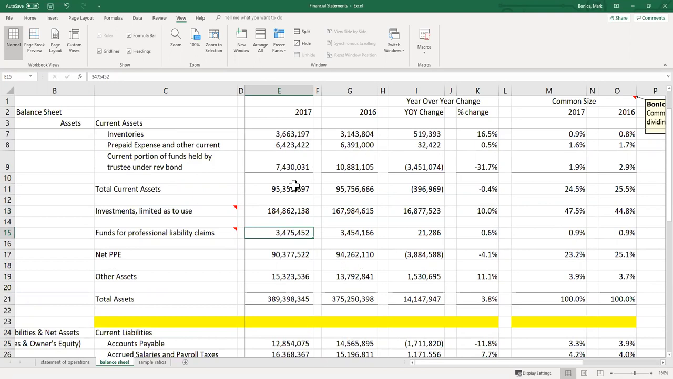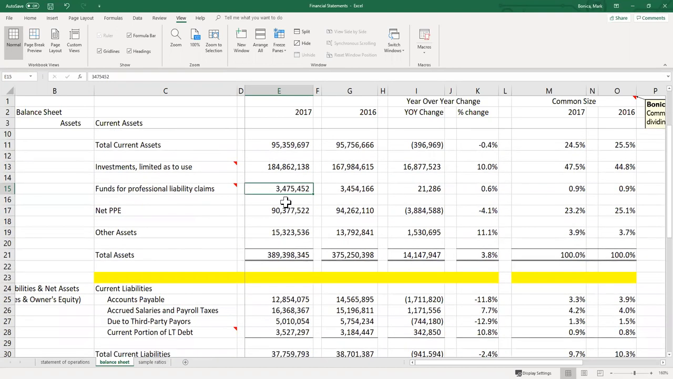Then we have funds set aside for professional liability claims. Here we have assets or cash that's been set aside because we know as a healthcare organization, sooner or later, we're going to get sued. So this is money that's been set aside to cover that.